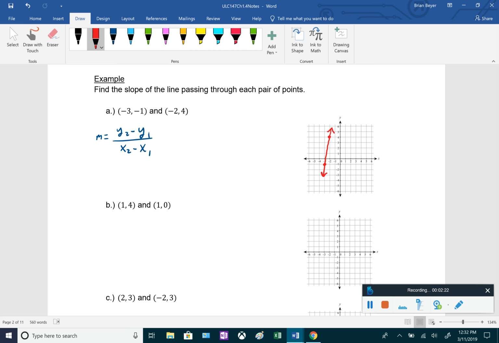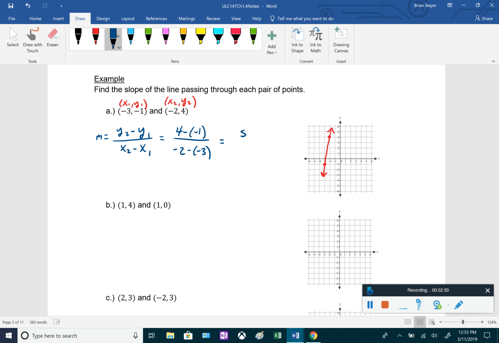You can let either of the points be x1, y1, and the other one be x2, y2. So I'm just going to let this first one be x1, y1, and this second one be x2, y2, and then it's just plugging them in. So it's going to be y2 minus y1, so that's 4 minus -1. Obviously be careful with the positive and negative signs. And then x2 minus x1, -2 minus -3.